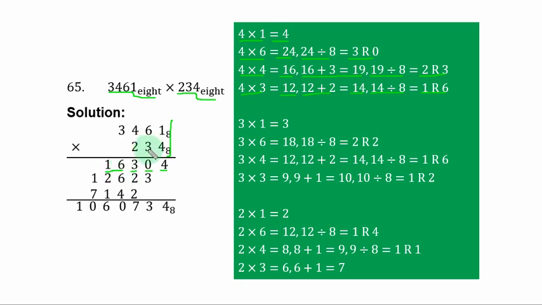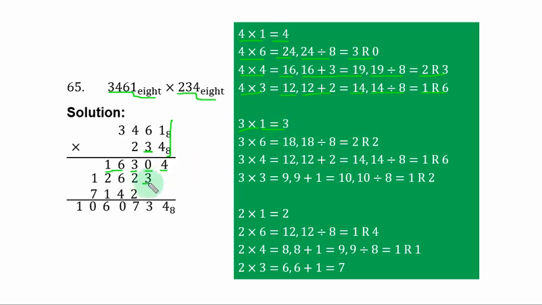Next, you take digit 3. You must note that the digit you are taking to multiply, your answer starts directly under that digit to the left. That is the rule of multiplication. So you take 3 again and carry out the same process. 3 times 1 is 3. 3 is a digit in base 8.